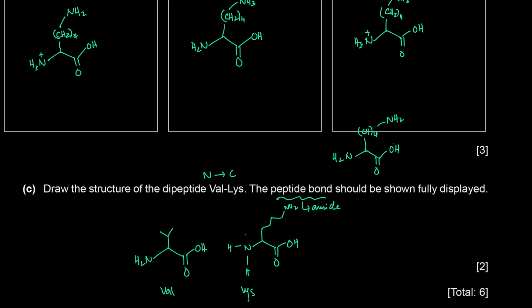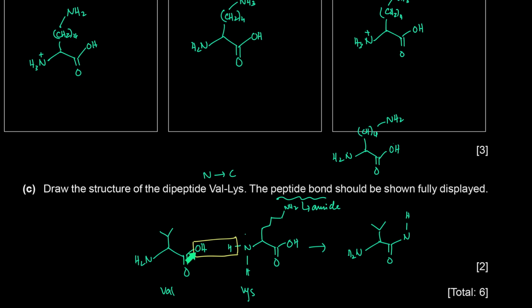So if we form an amide linkage here, the amide linkage is formed between the carboxyl group on valine and the amine group on lysine. So this is the amide linkage that will form here. The dipeptide that we form here will look like this. We have NH2. Then we have this guy. Then we have the double bond, O over here.